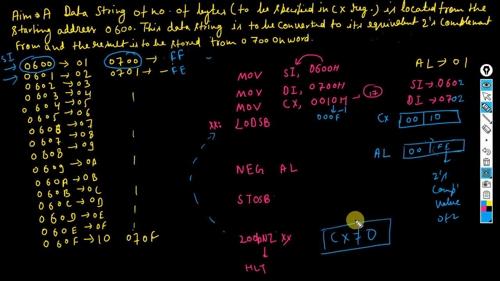LOOP NZ means it checks the counter value. This counter value is not equal to 0. Move to the mark label, and also decrease counter value by 1. Next value of counter is 000E, and again this program is run until CX indicates 0. Okay, when CX indicates 0, our program is terminated.